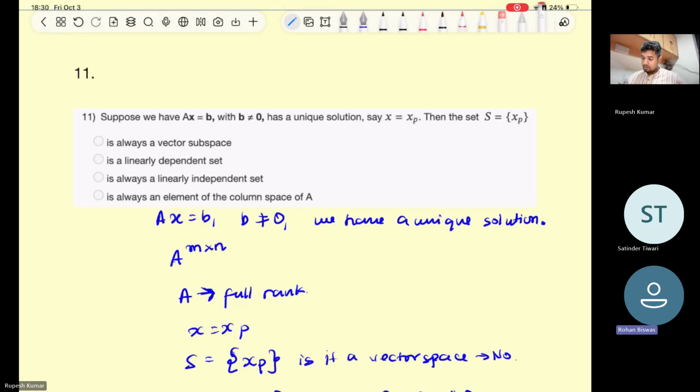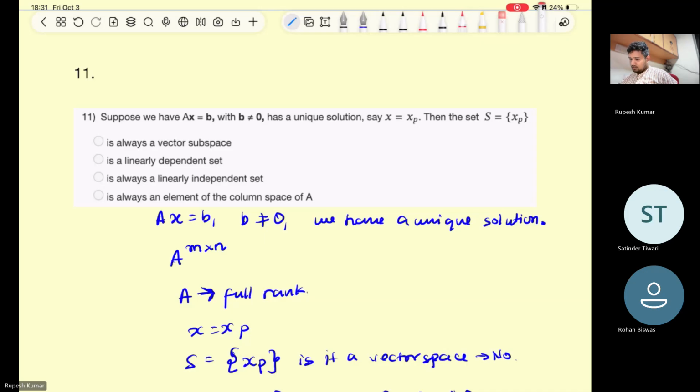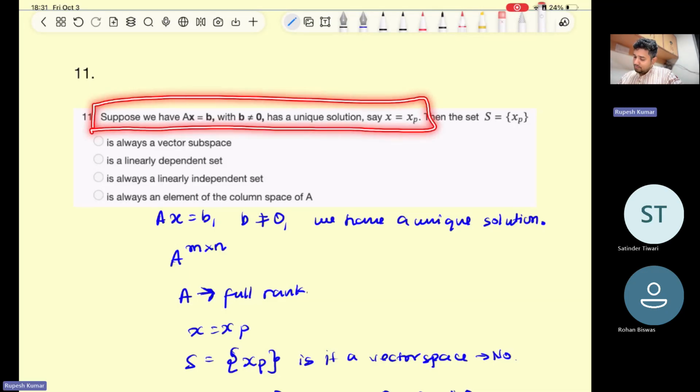Yes, because b is not equal to 0, given. Otherwise, b is Ax_p would have been equal to 0. And a very important clue is that it has a unique solution. This means the matrix A itself is not such that multiple values are mapping to one single vector, multiple combinations, right? That would mean fewer equations and more variables, but this is not the case. Fine.